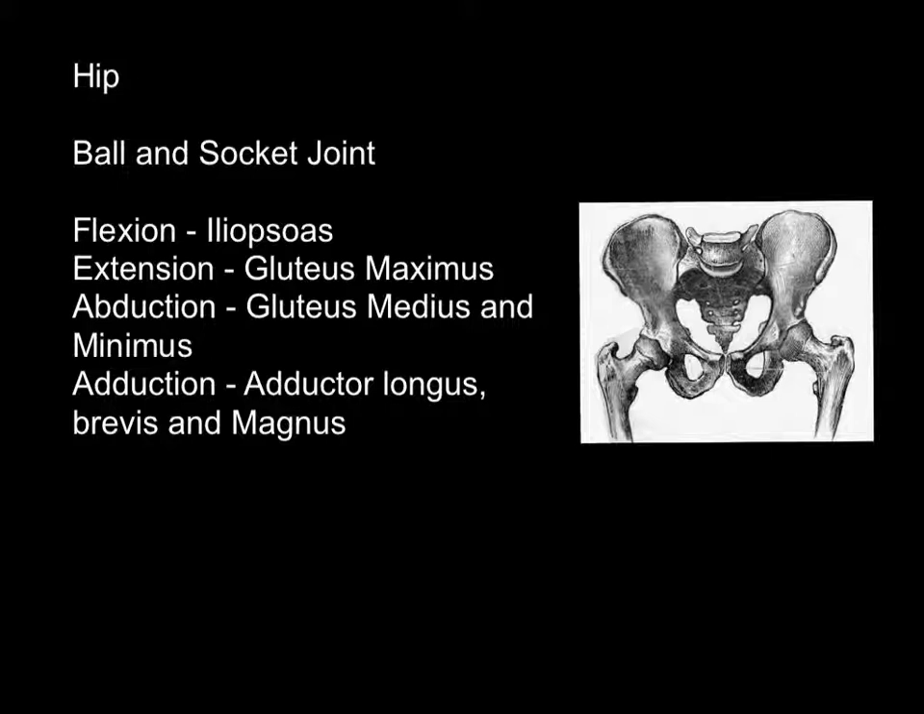Okay, so that leads us on to the hip joint, which just like the shoulder is a ball and socket joint, and the 4 movements that can occur at the hip are flexion, extension, abduction, and adduction.